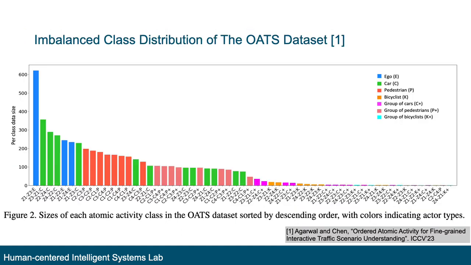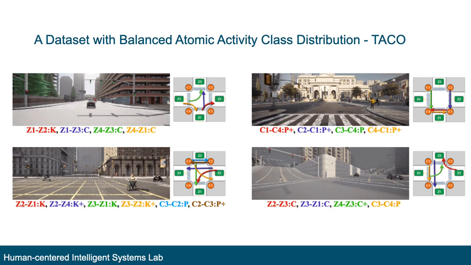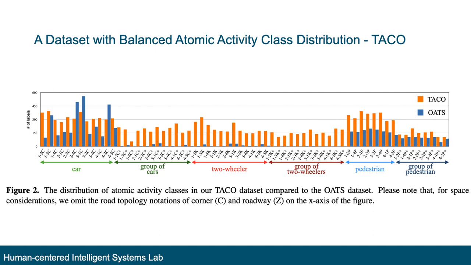Moreover, we investigate the atomic activity dataset, OATS, and found that the imbalanced class distribution can hinder the effectiveness of evaluation, as nearly half of the possible classes are absent. To address this, we propose a new dataset, TACO, by collecting data in the CARLA simulator, which enables a more efficient collection of a balanced distribution of activities.